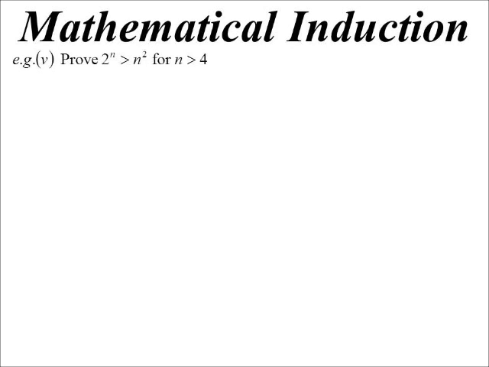So we're going to prove that 2 to the power of n is always greater than n squared, so long as n is greater than 4. So if n is greater than 4, my first case will be? 5. Very good. It's actually 5. We're going to prove the result is true for n equals 5.